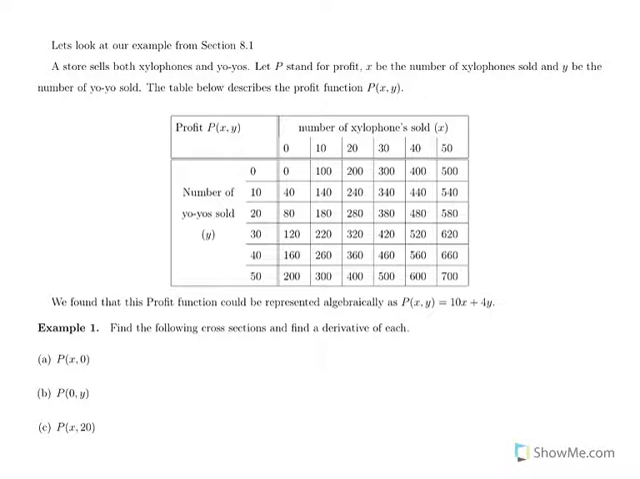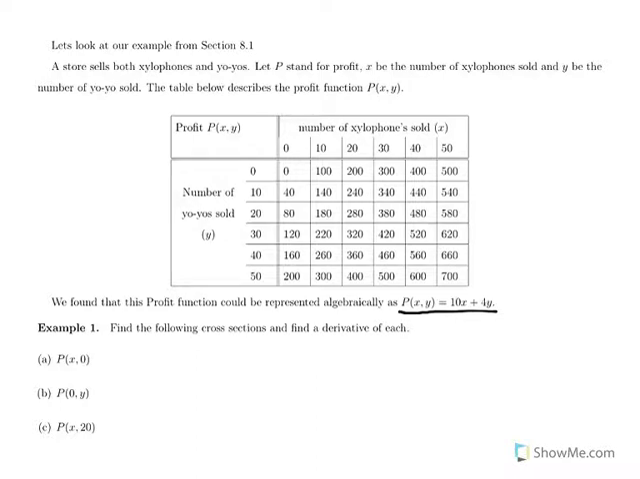So to start, let's look at our example from 8.1. A store sells both xylophones and yo-yos, X being the number of xylophones, Y being the number of yo-yos, and we look at the profit gained from that function. So we have a table of values that gives us the different function values. Looked at this for a few sections now. And we found in section 8.1 that the profit can be written algebraically as P of x,y equals 10x plus 4y. Now we've looked at cross sections before, but now we're going to do so with the intent of finding the derivative of those cross sections.